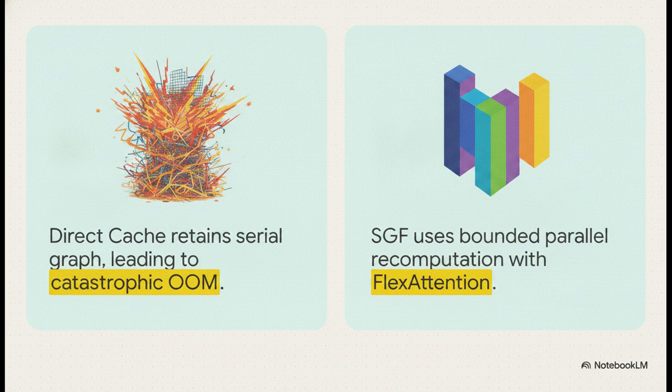SGF, however, utilizes a bounded exit step replay. It turns a serial graph retention nightmare into a highly efficient, fixed-window parallel recomputation, and it accomplishes this by heavily leveraging flex attention with static block sparse causal masks.